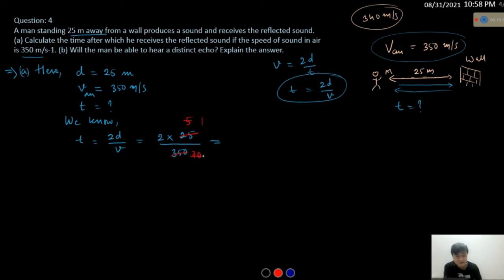1 are 5, 1 are 4 are 20. 1 are 2, 7 are 14. So how much we got here? We got 1 upon 7. Now 7 will divide here.